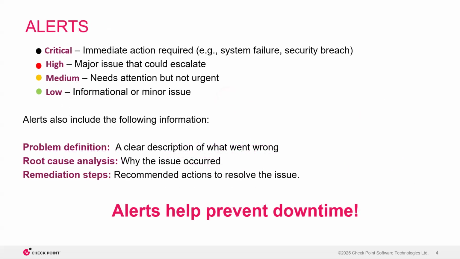The alerts themselves are divided by severity. So you can get critical alerts, high importance alerts, medium alerts, or just informational alerts. And it's not just that we tell you what is wrong. We also give you the problem definition. We tell you exactly why we think it went wrong. And we also give you the remediation steps. Sometimes it's going to be just a text description of how we think you should fix it. Other times it will point you to the relevant SK. So we really help you to be as proactive as possible for your environment.